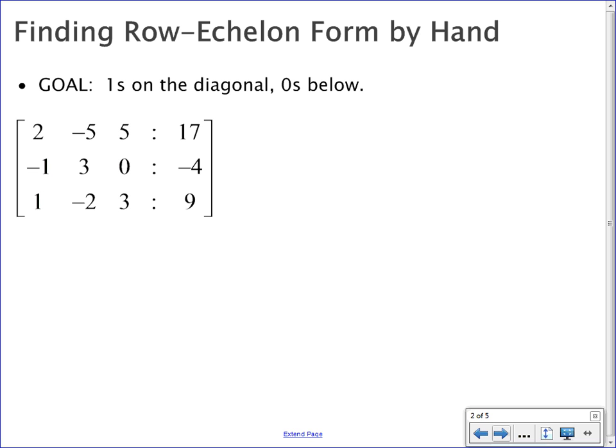We should put the third row up here on the first row because it begins in a 1. I like it. So I'm going to say I'm switching row 1 with row 3 to get 1, -2, 3.